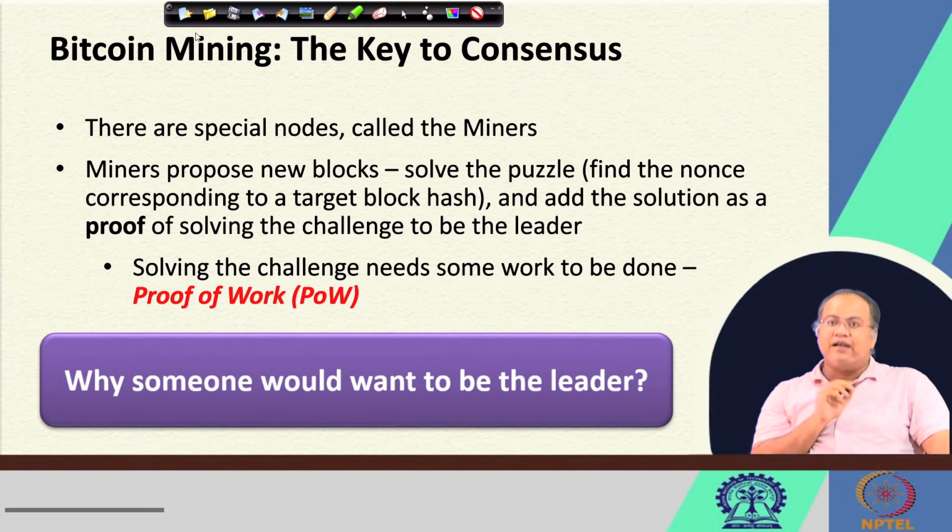Well, that the Bitcoin blockchain should incorporate in this mining procedure. Well, so we are now going to next find out the answer of this question, that why someone would want to be the leader and to participate as a miner in the Bitcoin blockchain.